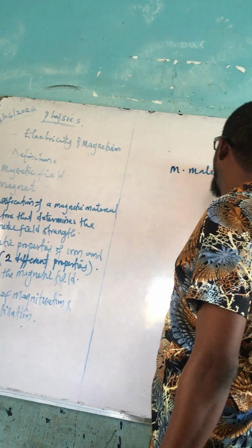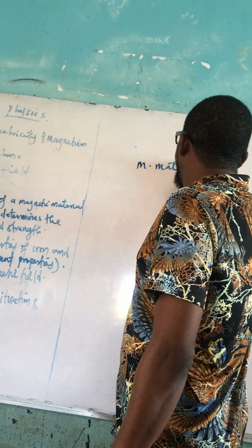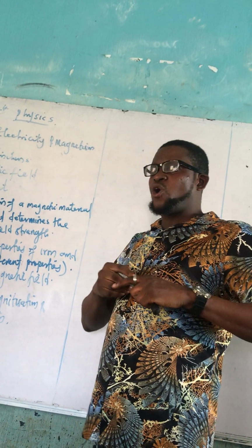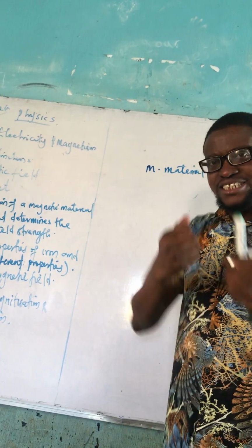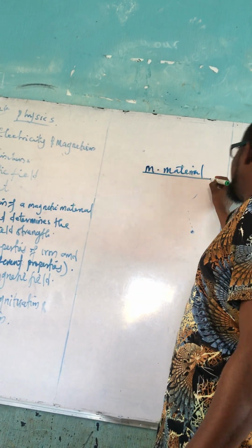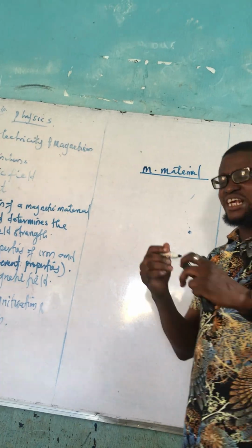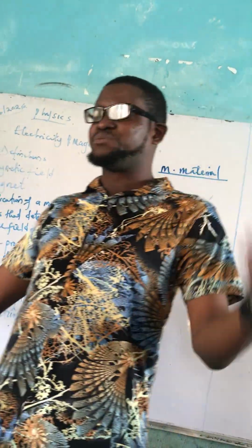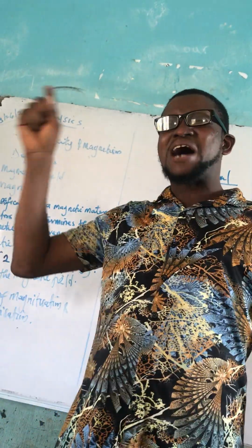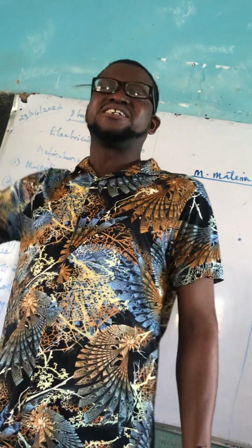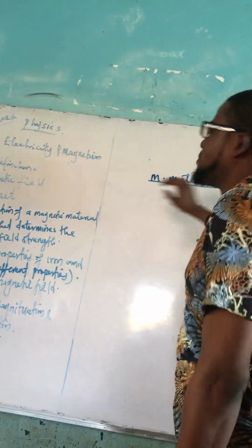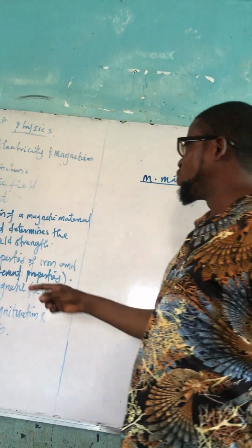I will repeat that definition once again. A magnet is an object that attracts a magnetic material, which means a magnet does not attract every object. It has power to attract only the magnetic material. So what are magnetic materials? That is what we need to look at now.